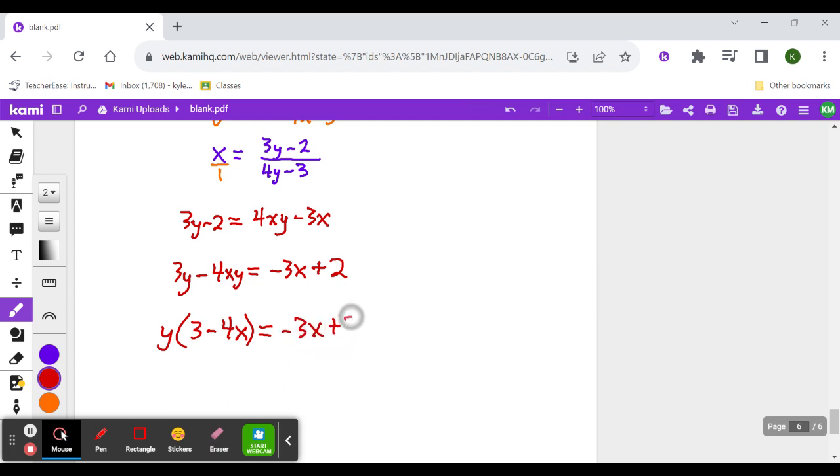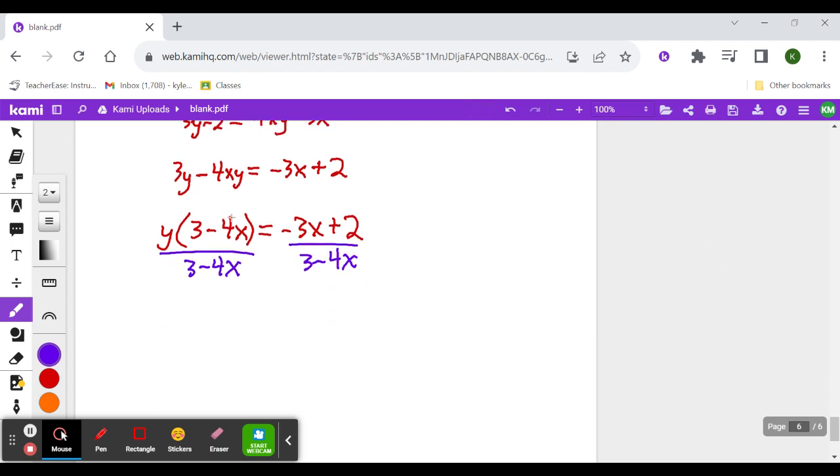Okay, can you see how to get the y by itself now? Just divide off the 3 minus 4x from both sides. And it cancels out. You're left with y equals (negative 3x plus 2) over (3 minus 4x).